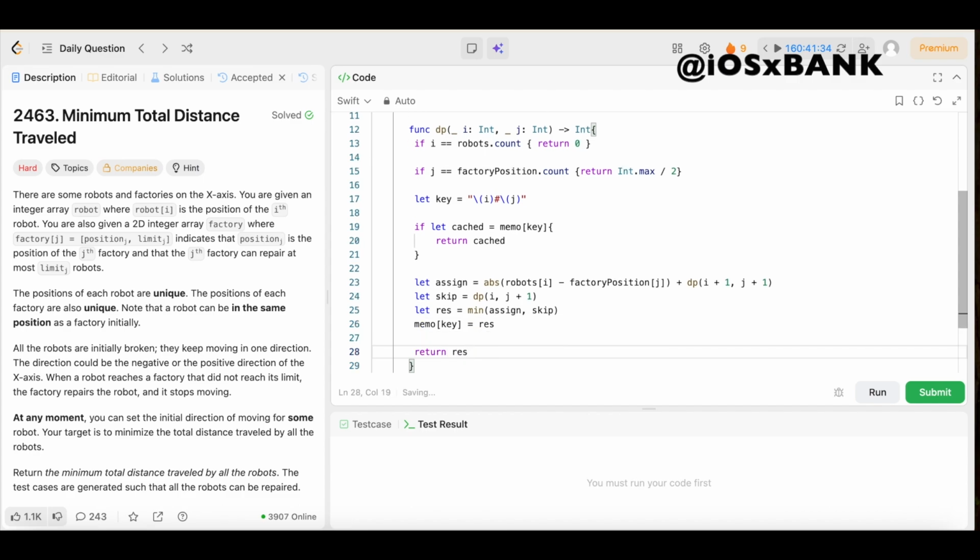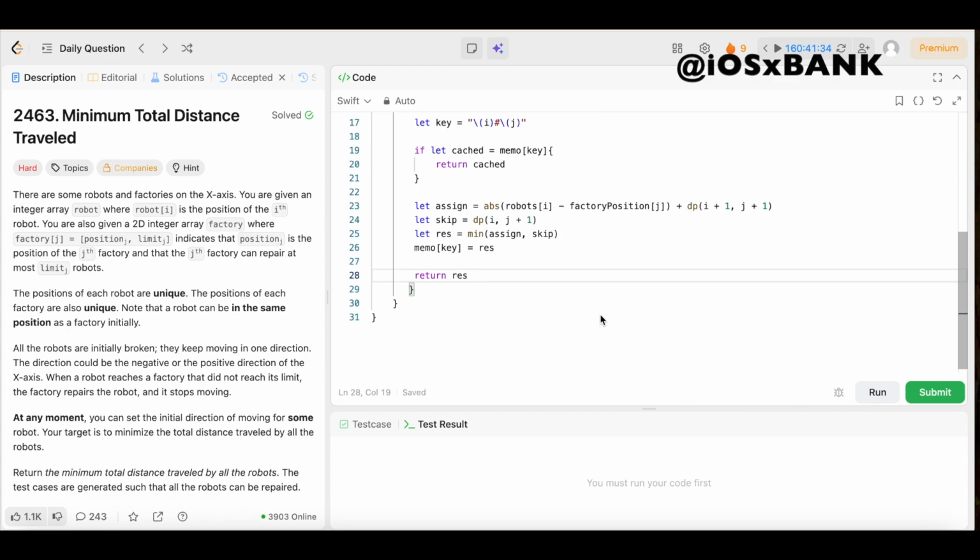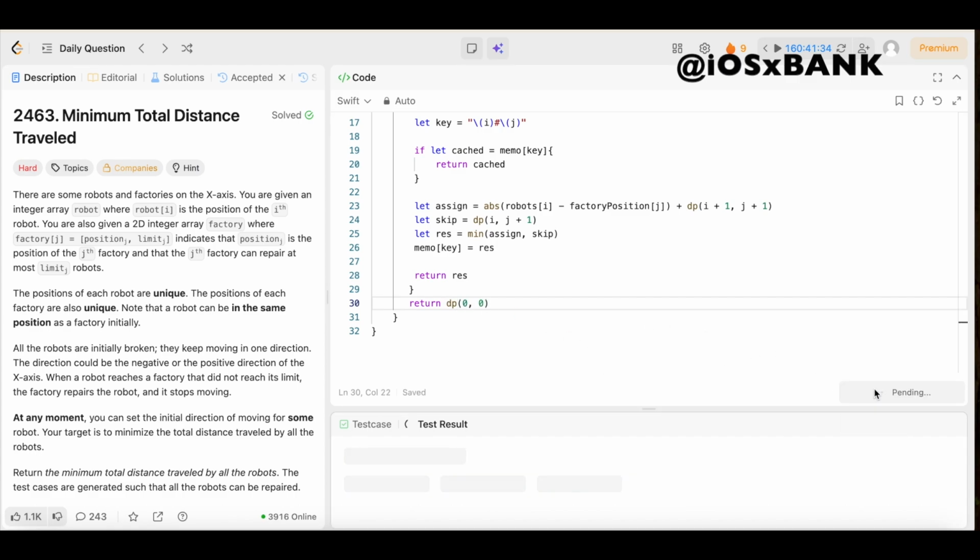Boom, then we're going to start the DP from the first robot in the first factory slot by coming right here, and we could just say return dp, open up the parentheses, 0, comma 0. Boom. Let's go ahead and give that a run.